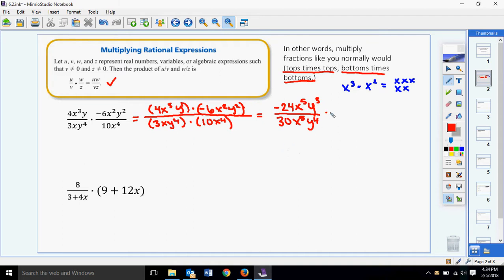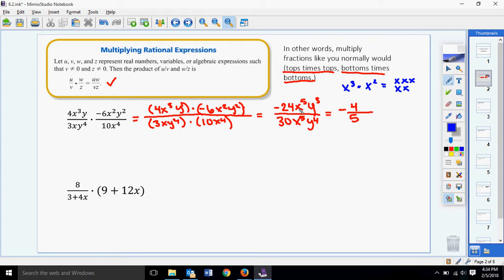This isn't quite simplified. Remember, I can see where are there more and how many more are there. Also, I can simplify the fraction negative 24 over 30. Well, 24 and 30 are both divisible by 6. So 24 divided by 6 would give me 4. And 30 divided by 6 would give me 5. Now I need to look at my variables. Where are there more and how many more are there?